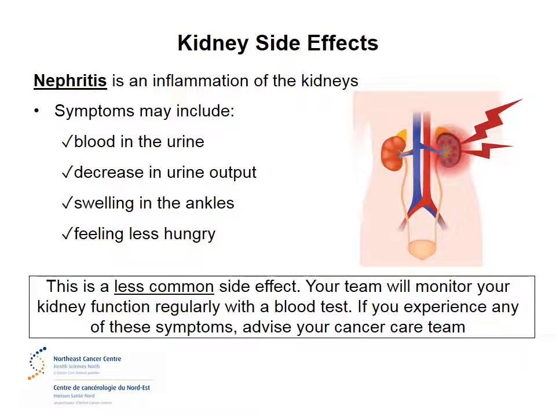Nephritis is an inflammation of the kidneys and is a less common side effect of immunotherapy. Symptoms of nephritis may include blood in the urine, a decrease in urine output, swelling in the ankles, and feeling less hungry. Your cancer care team will monitor your kidney function regularly with a blood test. If you experience any of these symptoms, advise your cancer care team.